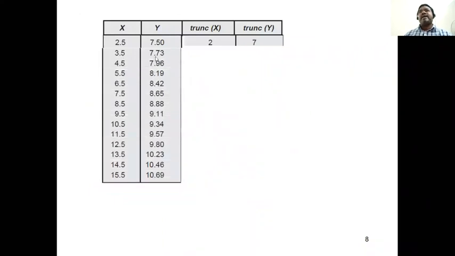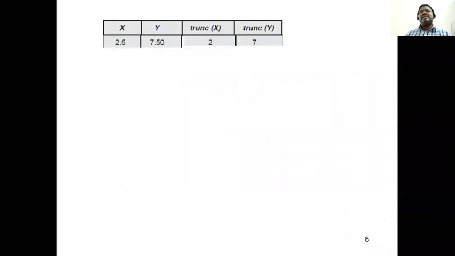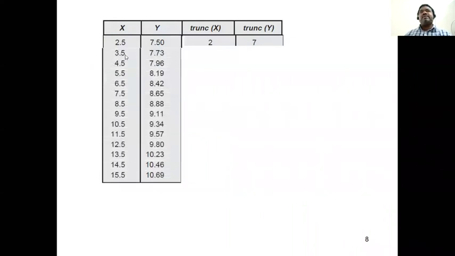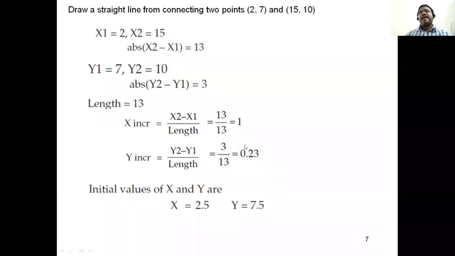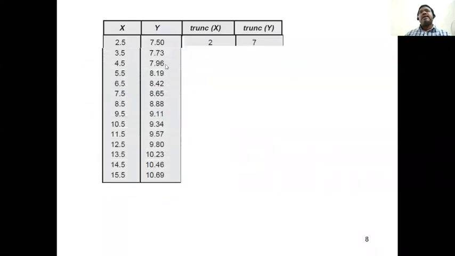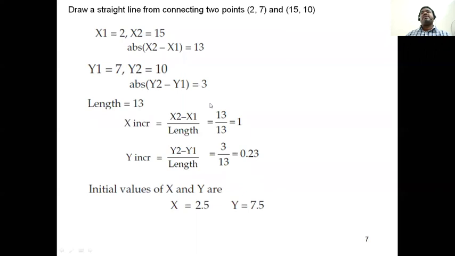One more time, the iteration is done. In that case, this 3.5 will become 4.5, and this 7.73, by adding 0.23, you will get the next value. Here, the y value 0.23 is added continuously. In this case, 1 is added because we have defined the x increment and y increment from this value. X increment value is 1, y increment value is 0.23.